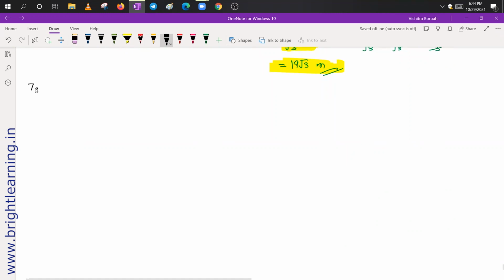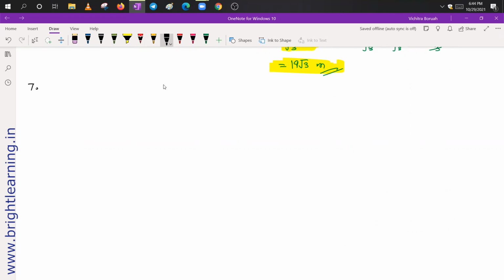So in question number 7, we have: from a point on the ground, the angles of elevation of the bottom and top of a transmission tower fixed at the top of a 20-meter high building are 45 degree and 60 degree. So find the height of the tower.